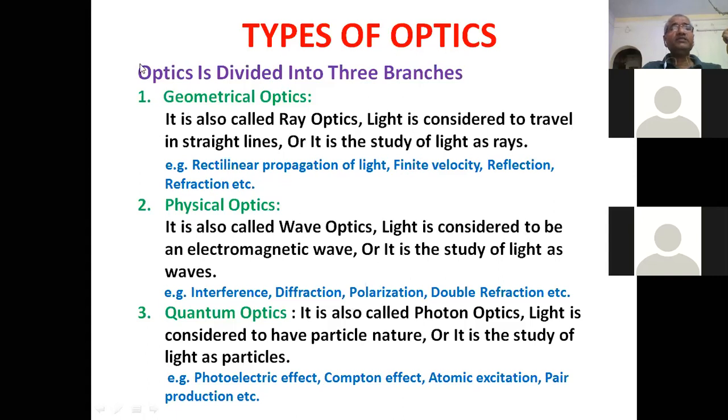So this optics is again divided into 3 sub branches, that is the geometrical optics, physical optics, and quantum optics. So we will learn optics using 3 different methods, and these 3 different methods are listed here. So what do you mean by geometrical optics?